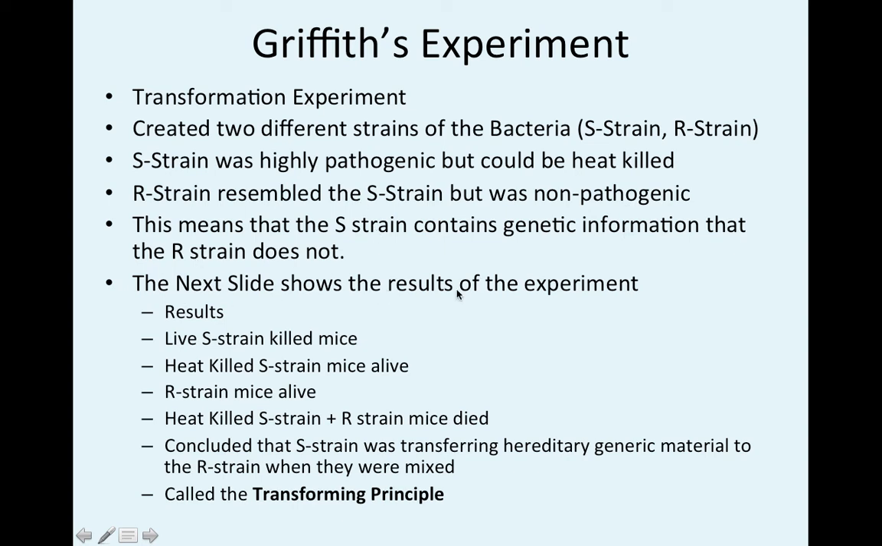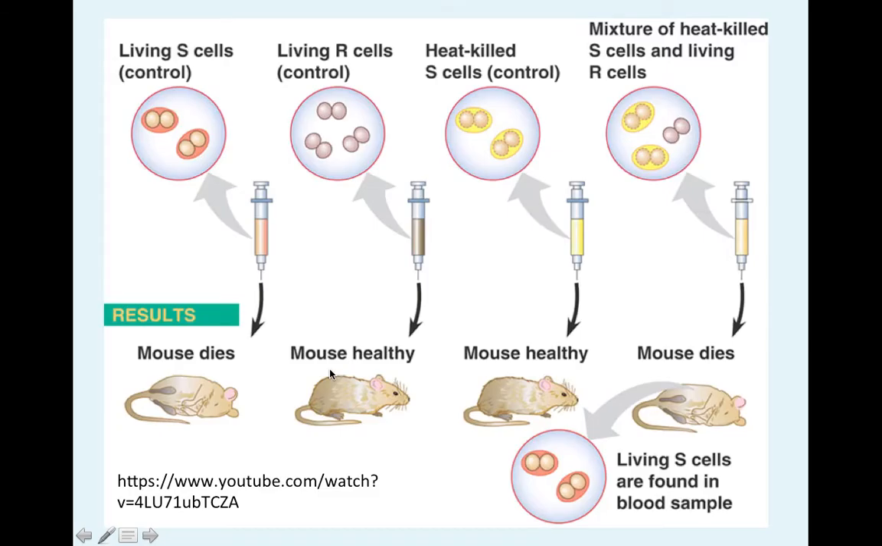The next few slides show what happened in the experiment, and I'm going to go over this picture here. This is our diagram, and we want to make sure that we understand it. First, he takes S cells, the bacterial cells that cause pneumonia, and injects them into a mouse, and of course the mouse dies of pneumonia. Then he took R cells, a different bacteria that doesn't cause pneumonia, injected them into a mouse, and the mouse is alive. So these two are just controls.